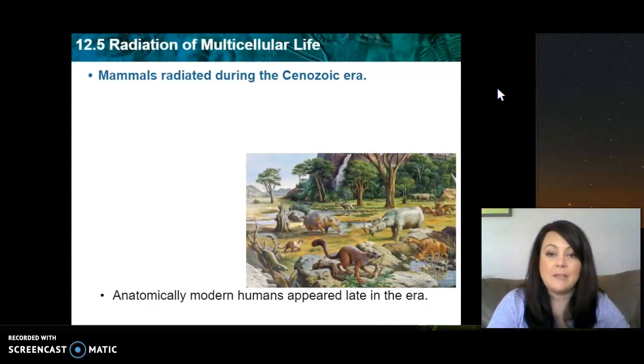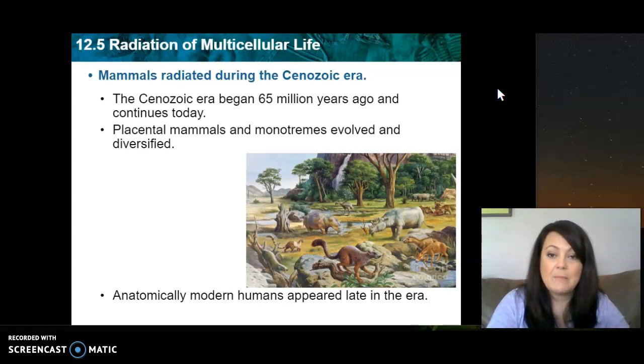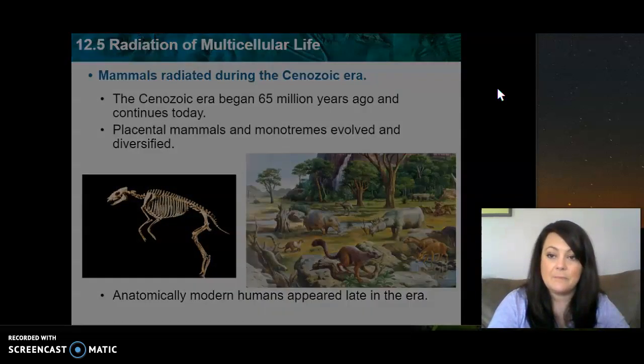Mammals began to radiate during the Cenozoic era. The Cenozoic era began 65 million years ago and continues today. Placental mammals, much like human beings, and monotremes evolved and diversified. Anatomically modern humans appeared late in this era.